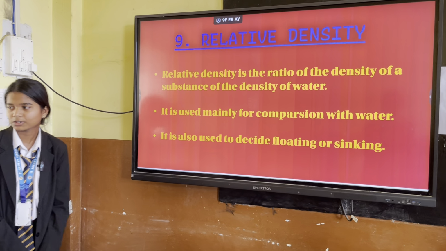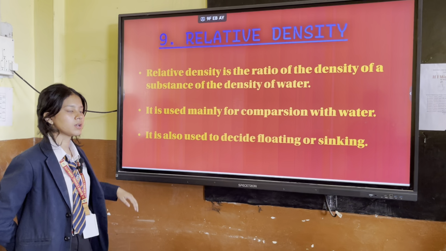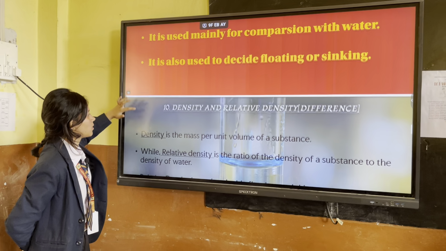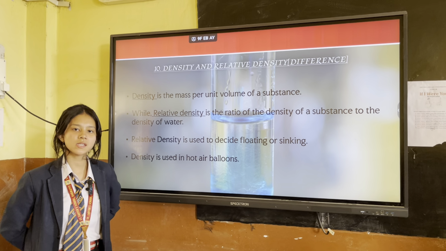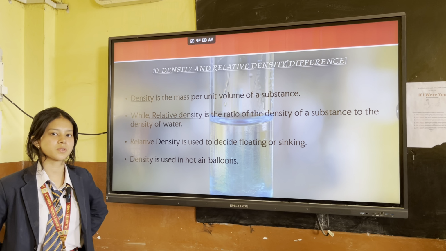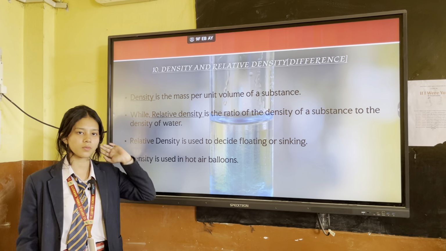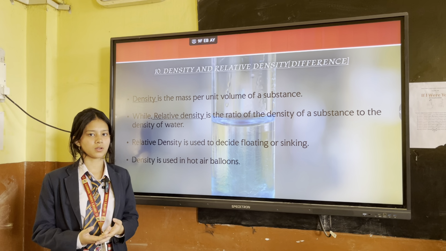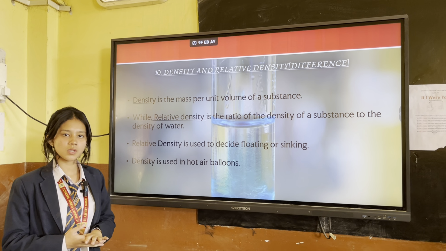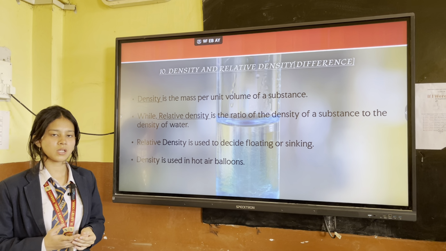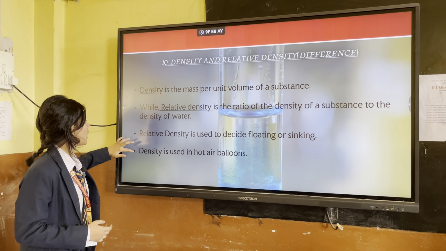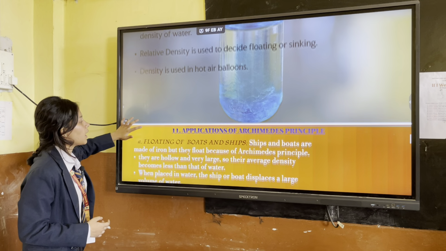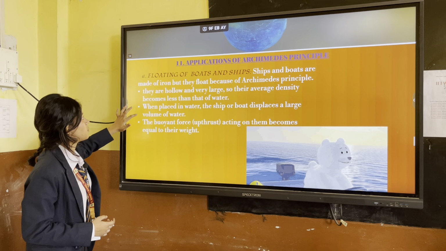Next part, differences between density and relative density. Density is the mass per unit volume of a substance, while relative density is the ratio of the density of a substance to the density of water. Density is used in hot air balloons, while relative density is used to decide whether an object is floating or sinking. Secondly, we have three applications of Archimedes principle.